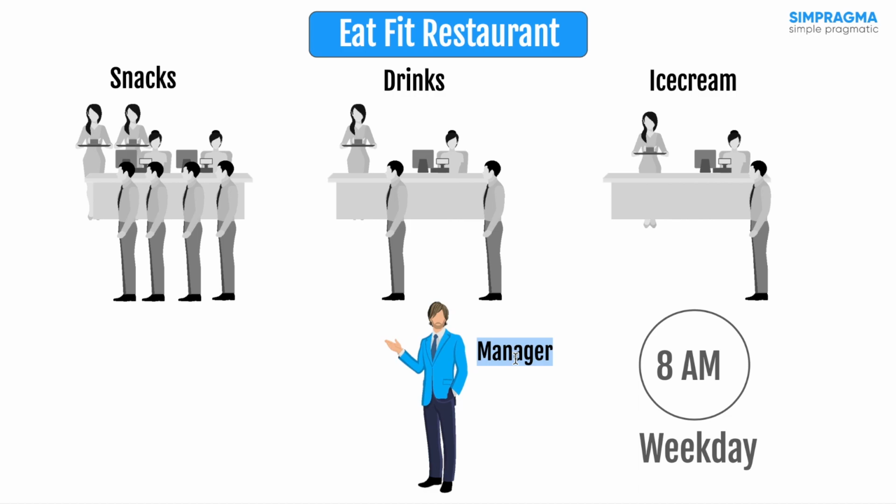So what does the manager do? Very obviously, the manager allocates more staff at the snacks counter, lesser staff at the drinks counter, and lesser staff at the ice cream counter. So if you can see here, there are 2 serving staff at the snacks counter, 2 billing staff at the snacks counter. Then we have 1 serving staff at the drinks counter, 1 billing staff at the drinks counter.